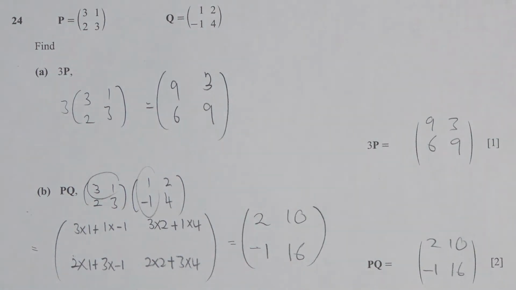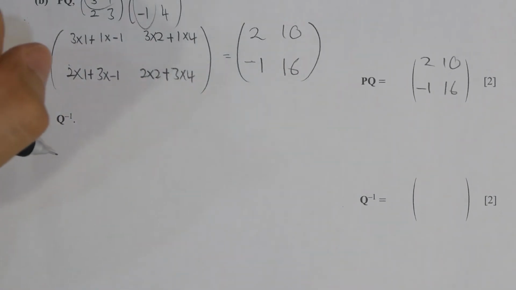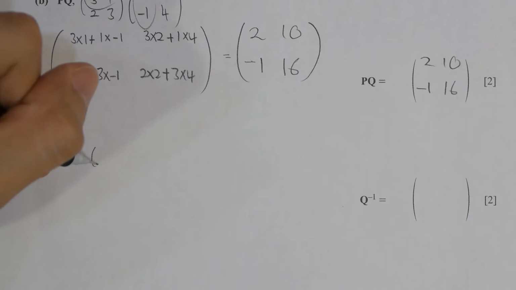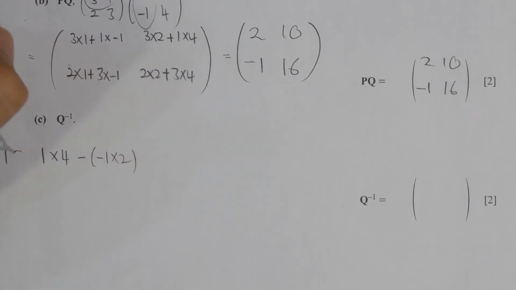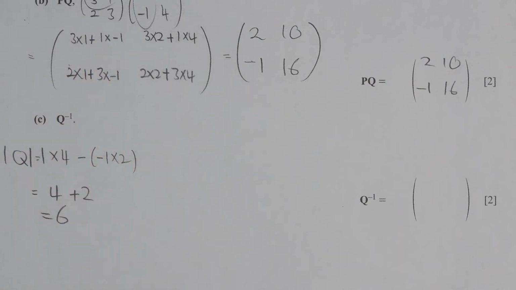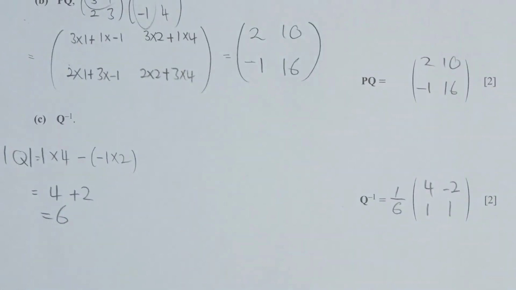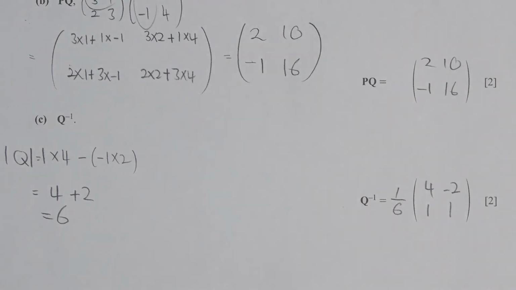For part C, the first thing you need to do is find the determinant. So just take 1 multiplied by 4 minus -1 multiplied by 2. So the determinant will be 6. For you to write the inverse matrix of it, it will be 1 over 6. Then I swap 4 and 1's position. Then I multiply -1 into 2 and -1. So your result will be 1 over 6 bracket 4 -2 1 1.